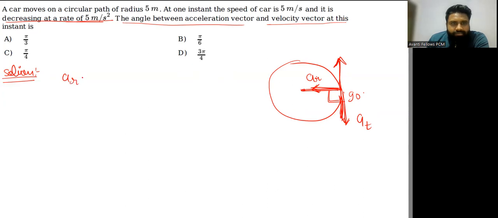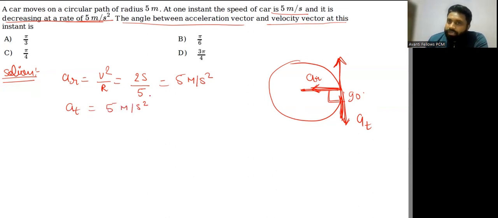Now AR here is given by V square upon R. V is given as 5, so V square will be 25. And the radius of this curve is given as 5. So AR will be 5 meter per second square. And AT is also given to you as 5 meter per second square, decreasing in nature. So the magnitudes are same. You can calculate the angle tan alpha.